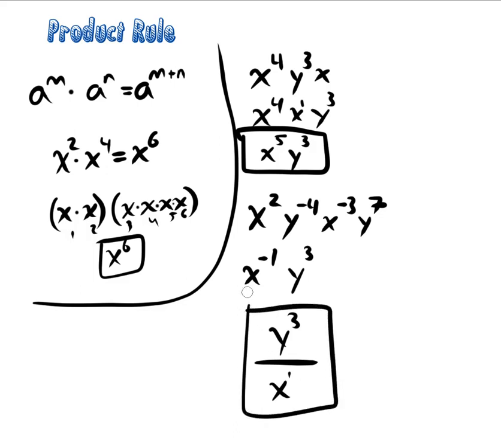I don't like having that one there, it kind of annoys me, but you get the idea. So y to the 3rd over x is perfect. All right, let's go on to the next rule.